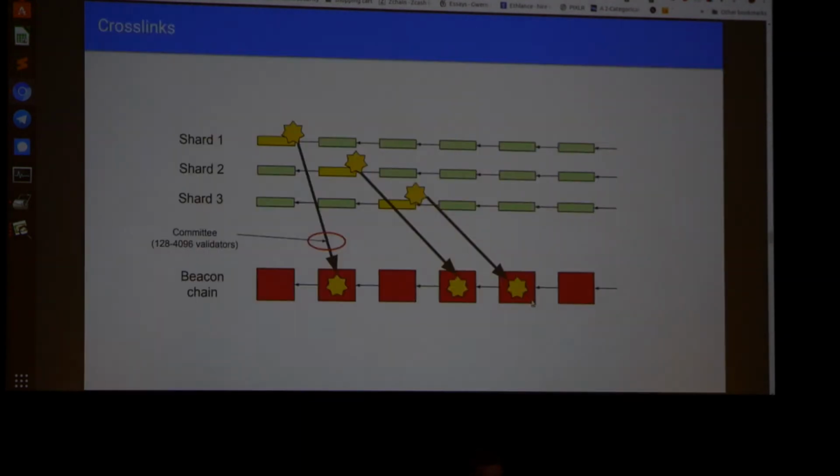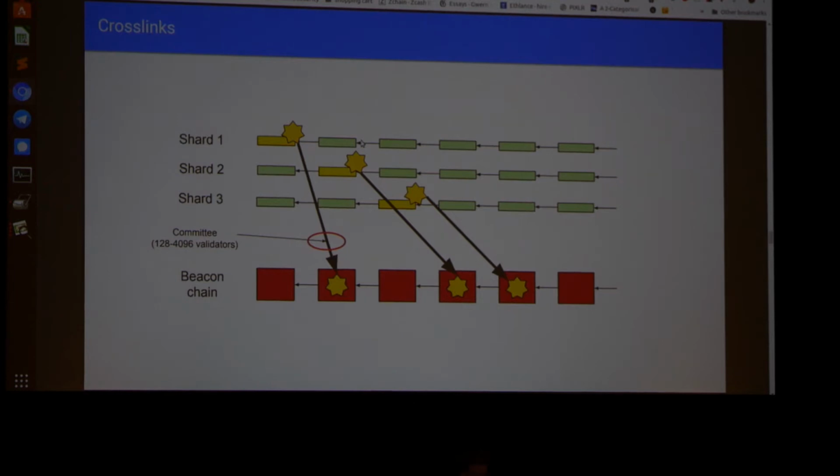Crosslinks. Crosslinks are how proof of stake interfaces with sharding. So you have shards, and each shard is also its own chain. And every validator on the beacon chain is also serving as a validator on some shard chain. Now, we also want to commit blocks on the shard chain into the beacon chain for two reasons. One of them is so that finality on the beacon chain can also cause all the blocks on the shard chain to be finalized. Right?